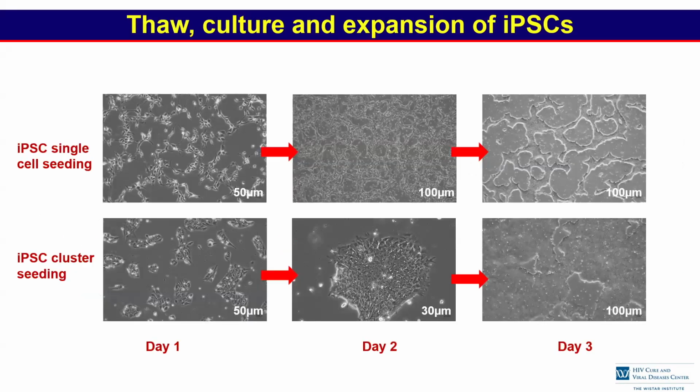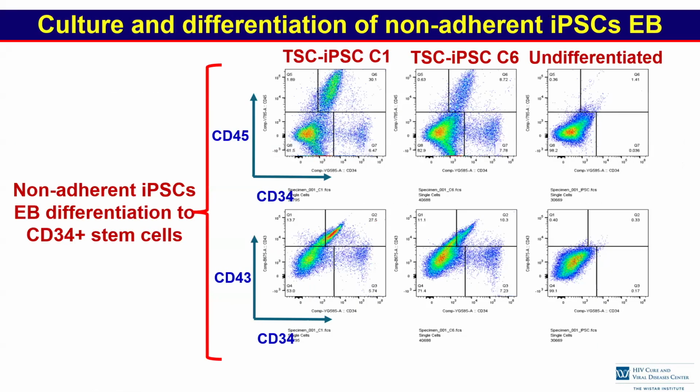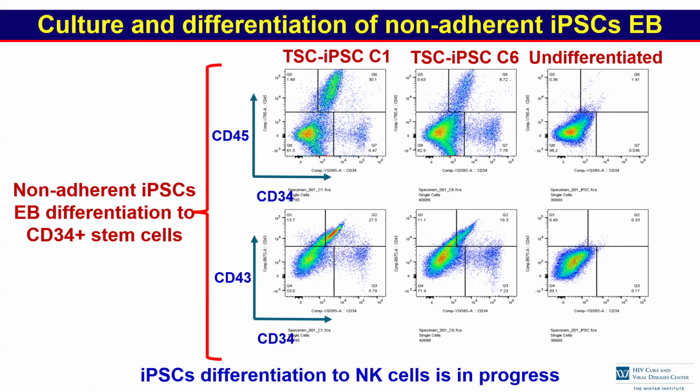So here we cultured the cells, and I'm showing you that the culture was okay and confluent as expected for the iPSCs, single cell seeding or the clusters that I showed you in the methods. And we were able also to thaw them and differentiate them to CD34 stem cells. So here you see the undifferentiated, and here you see the ones that do express CD34 with a lack of CD45 or CD43. So we were able to differentiate them to CD34 stem cells, but not to NK cells yet. So we had some issues on that.